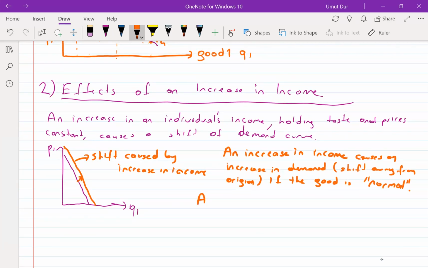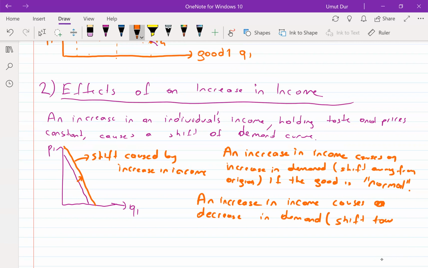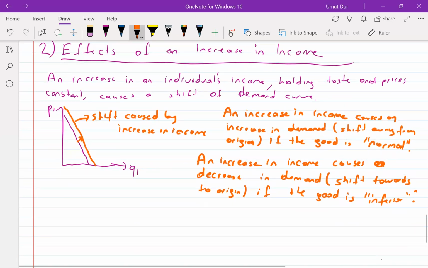But an increase in income causes a decrease in demand, which means that there is a shift towards the origin if the good is inferior. Okay, so which means that we divide goods into two.